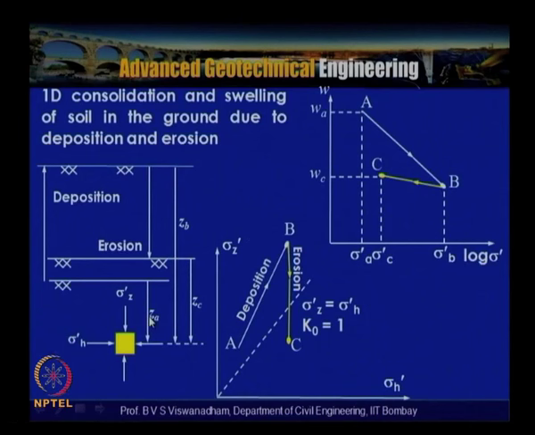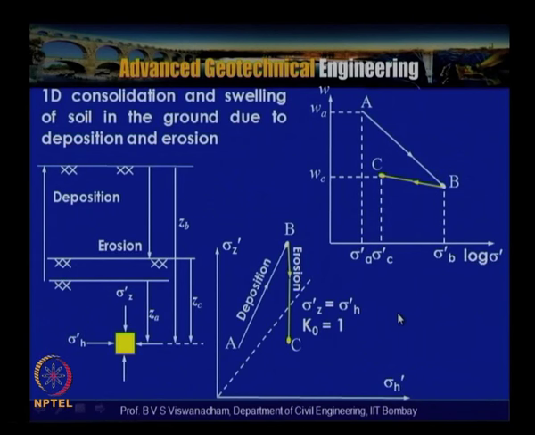But when erosion takes place, the stress actually decreases. For example, when erosion takes place from here to here, unloading is happening, that is σ'_c. This is indicated as e = wGs, so from void ratio it is now indicated with water content here and log σ' here. You can see that AB is the recompression line, so the water content changes from A to B. The water content decreases and the void ratio decreases. From B, that is σ'_B, when it is unloaded, BC is the path it takes, and the stress at this point is σ'_C.